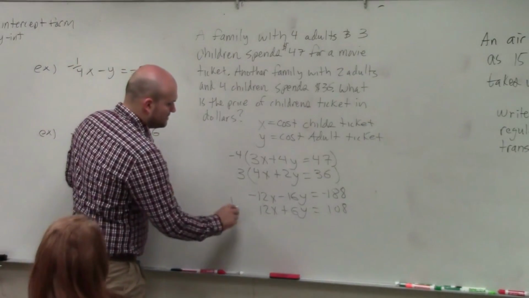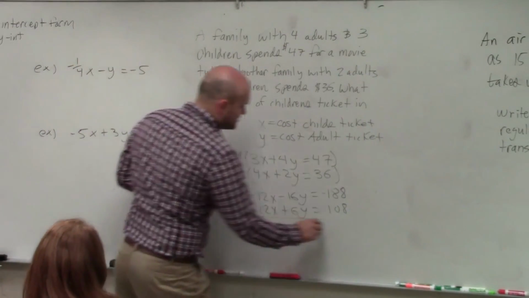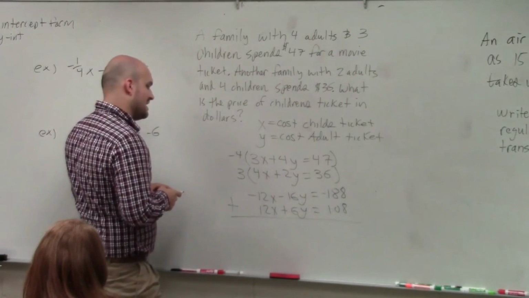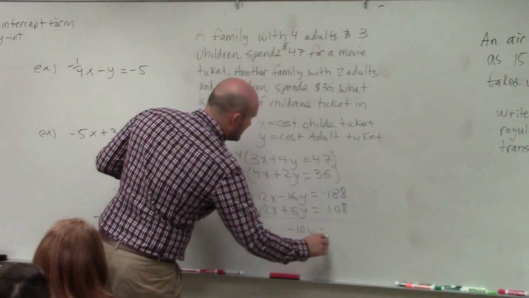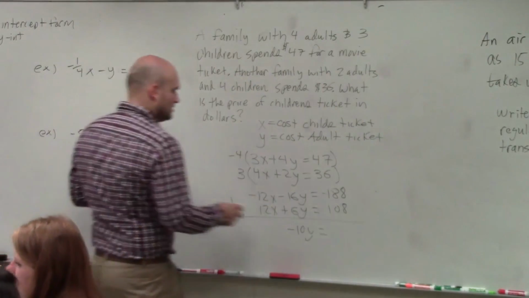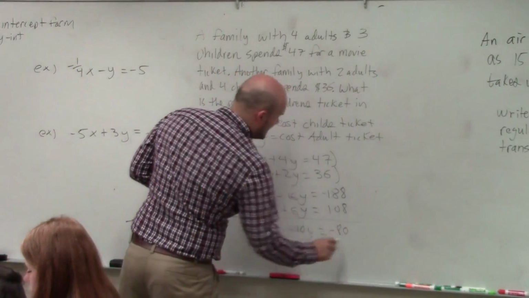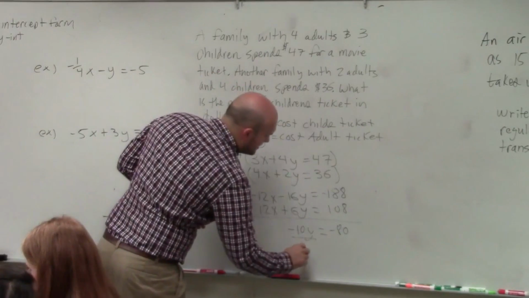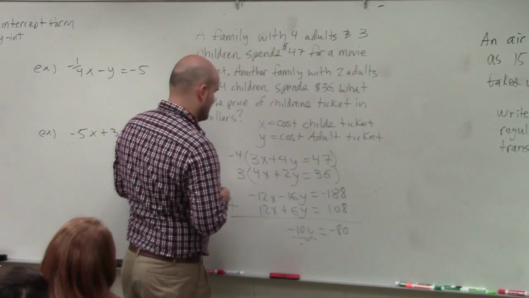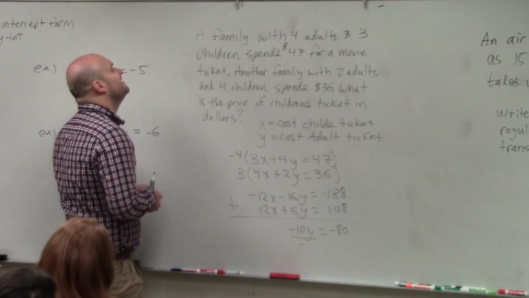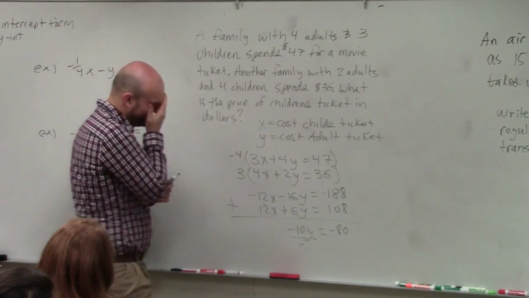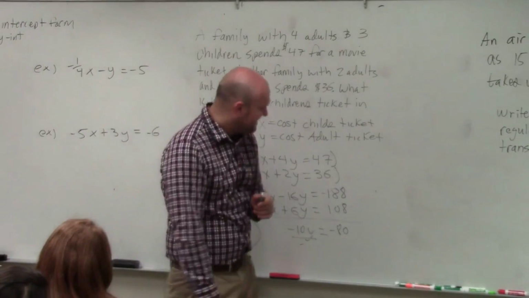Now, since I have multiplied them, I can add my 2 equations. And I end up getting negative 10y is equal to negative 80, divided by, oops, what am I doing? Oh my God, I'm solving for y.